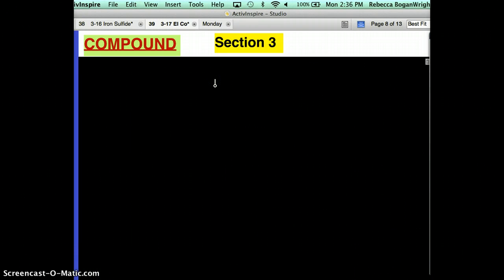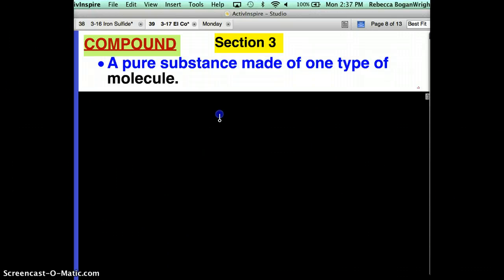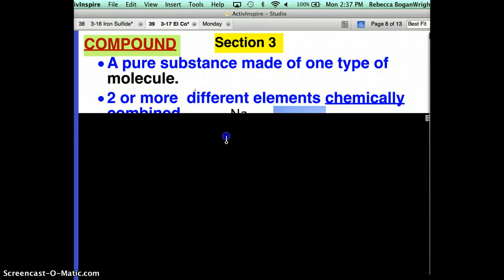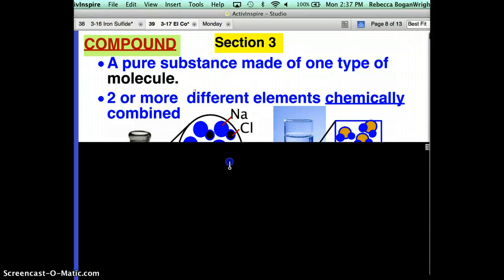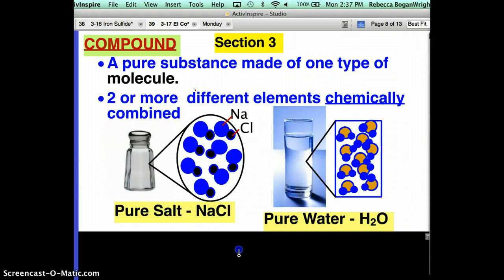Section 3 is about compounds. Now here's where things get a little bit more complicated. A compound is also a pure substance, but it's a pure substance made of one type of molecule. It can be two or more different elements that have been chemically combined. Here's two examples of compounds.